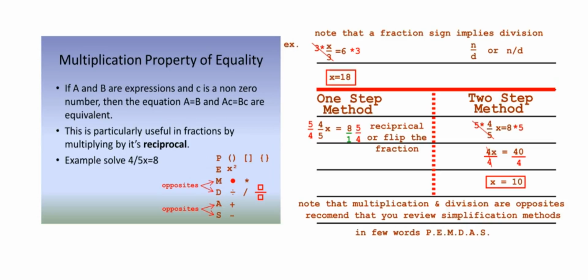Notice that on the left side, 5 multiplying and 5 dividing cancels out, and 4 multiplying and 4 dividing cancels out as well. That leaves us with just the x. So 8 times 5 gives us 40, 4 times 1 gives us 4, and 40 divided by 4 gives us x equals 10. Hey, look at that. We get the same solution.